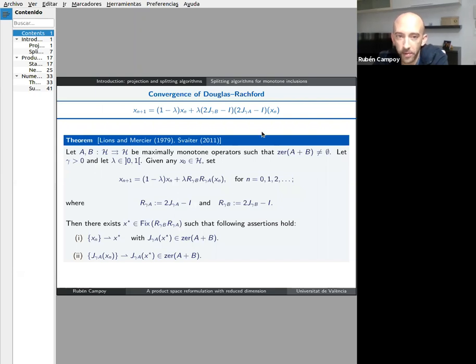So the convergence theorem for Douglas-Rachford in the general case of monotone operators is exactly the same. We run the algorithm, and as long as there exists at least one solution to the problem, the sequence will be weakly convergent to a fixed point, but we need to compute the resolvent of the fixed point in order to get a solution of the monotone inclusion. So again, the sequence of interest is the shadow sequence, which can be proved to also be weakly convergent to the zero.